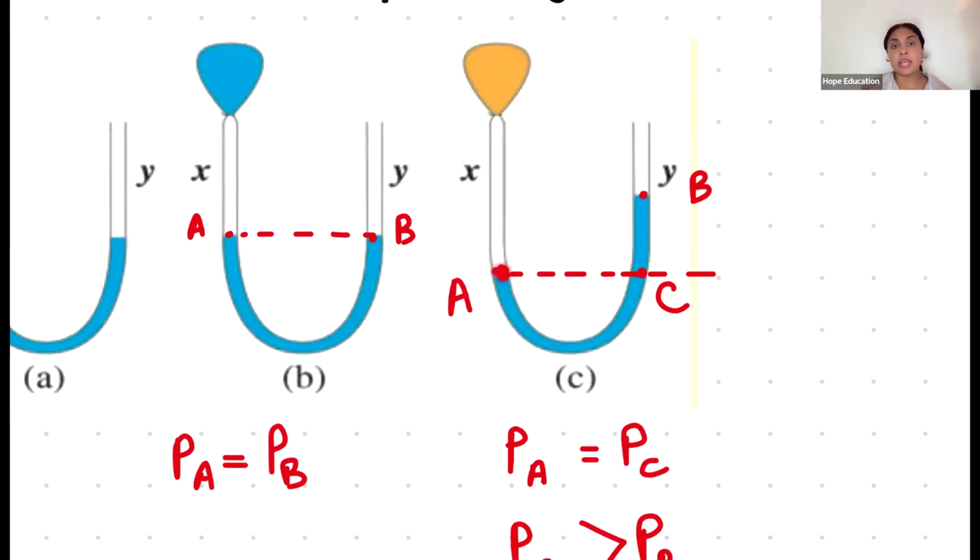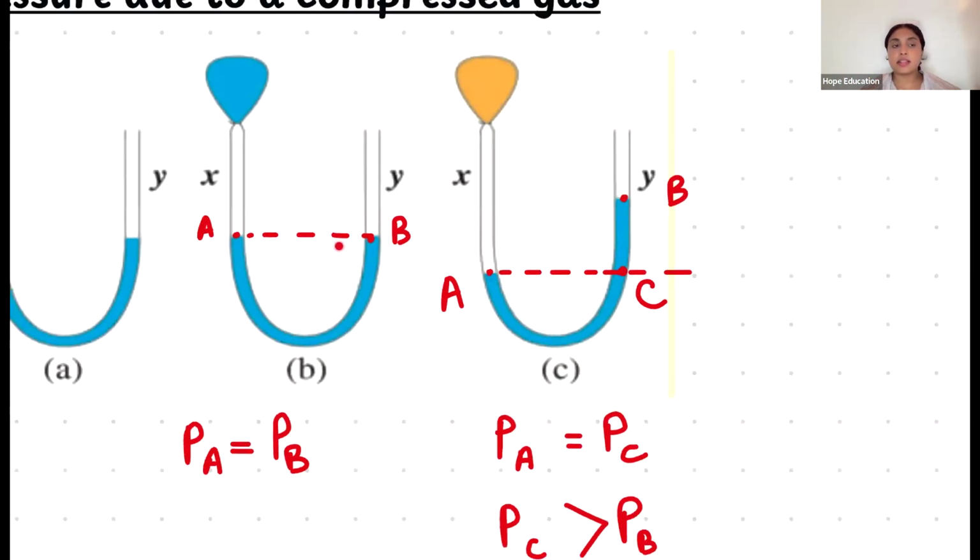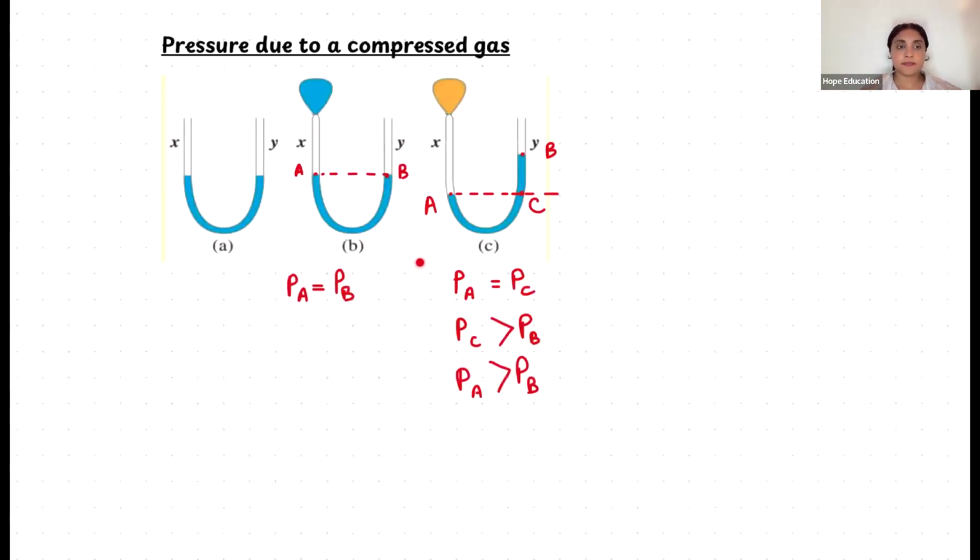So whenever a gas is compressed, forced into something, there is a lot of pressure in there. It's like putting a lot of children into a small room and locking it. Then there's a lot of pressure inside, right? So just like that. This is what we call pressure due to a compressed gas. Is this clear to all of you?